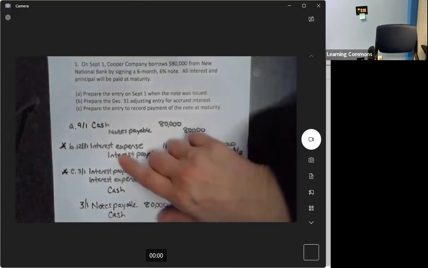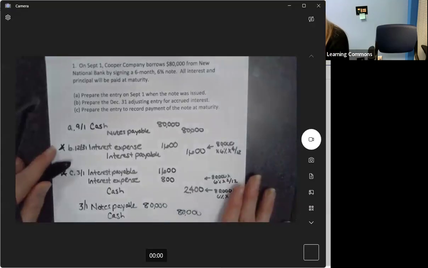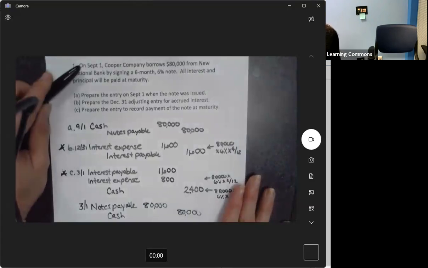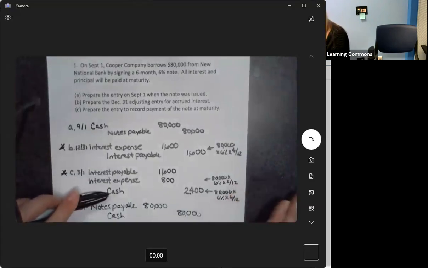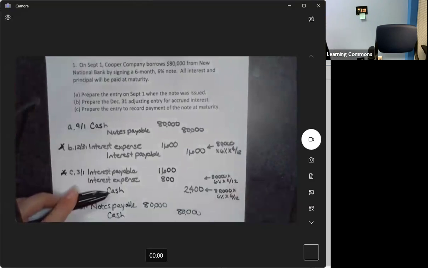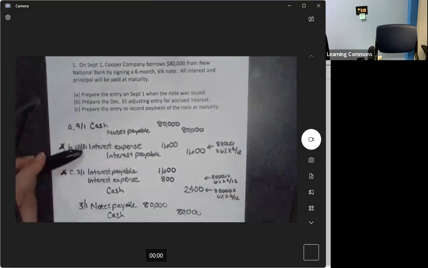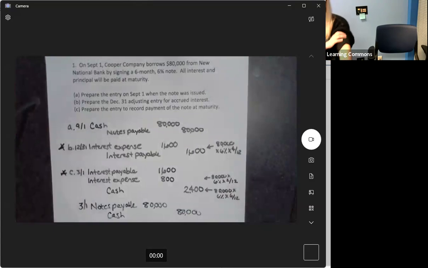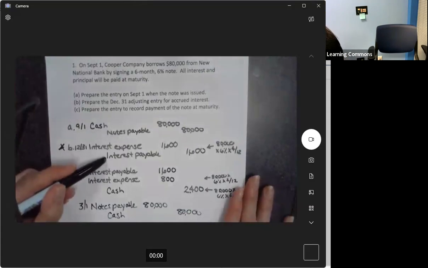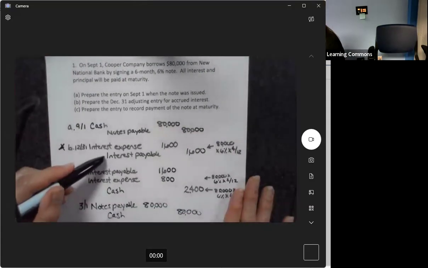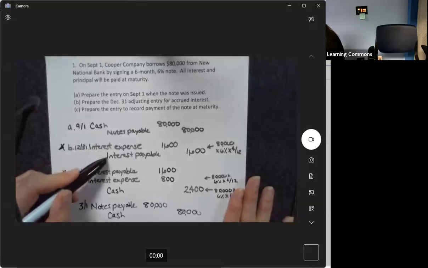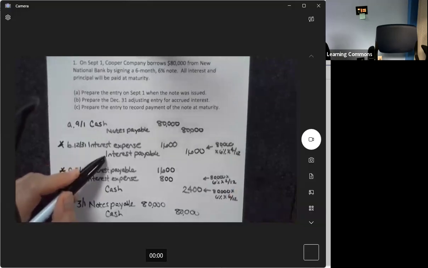So interest is one of those examples because interest is accruing on this note from the day that we take out the loan, even though we don't pay the cash for the interest until the note matures. So based on that idea of accrual accounting, we do a year-end adjusting entry to go ahead and record interest expense as well as our liability for interest payable on that loan. Because again, we've incurred the interest, but we haven't paid it yet.